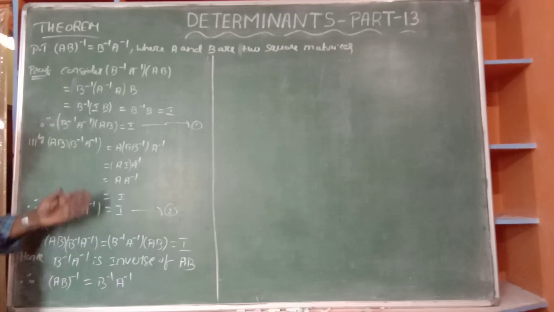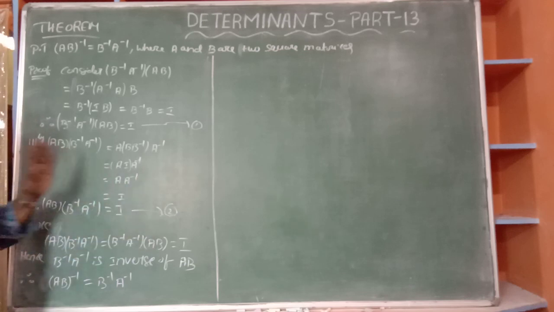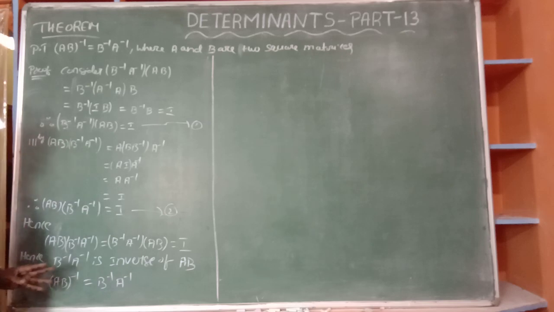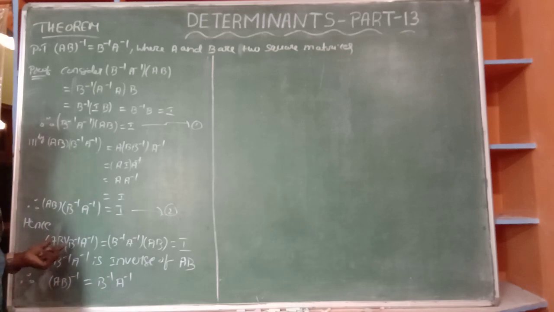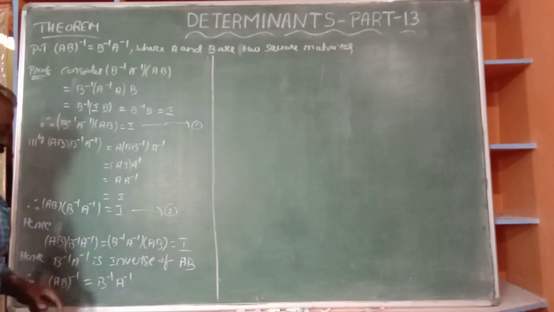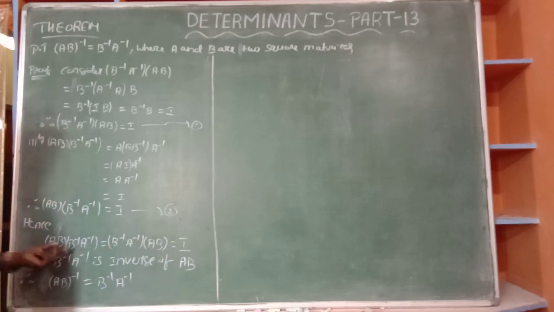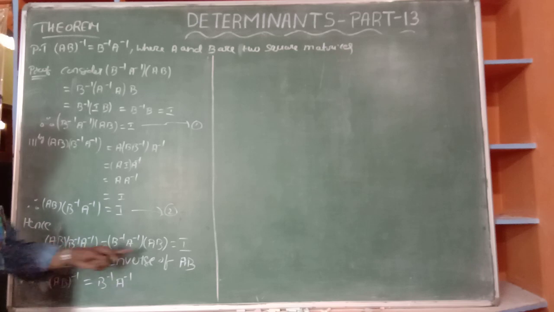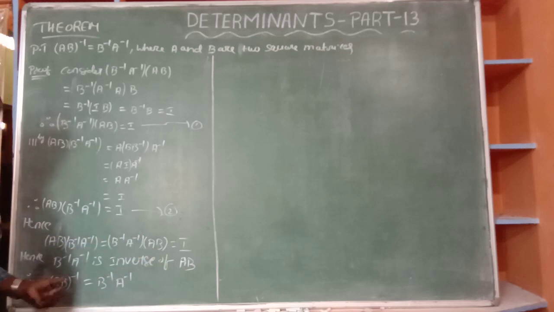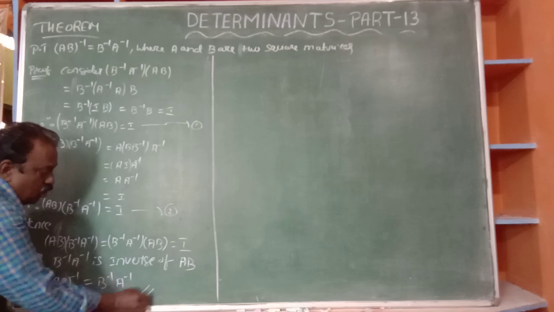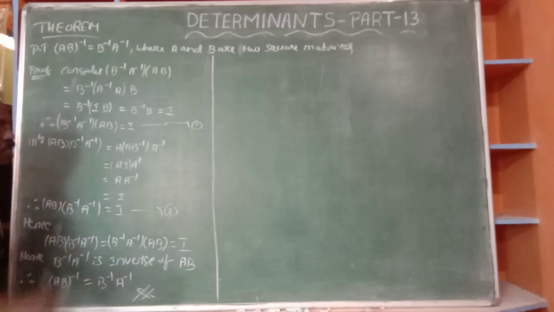x into y is equal to y into x is equal to I. By using the concept of inverse matrix, this is the inverse of this one. X into y, y into x is equal to I means y is the inverse of x. This part is the inverse of this one. Same, I wrote this one. B inverse A inverse is the inverse of AB. That means the notation: AB whole inverse is equal to B inverse A inverse. That is the proof.